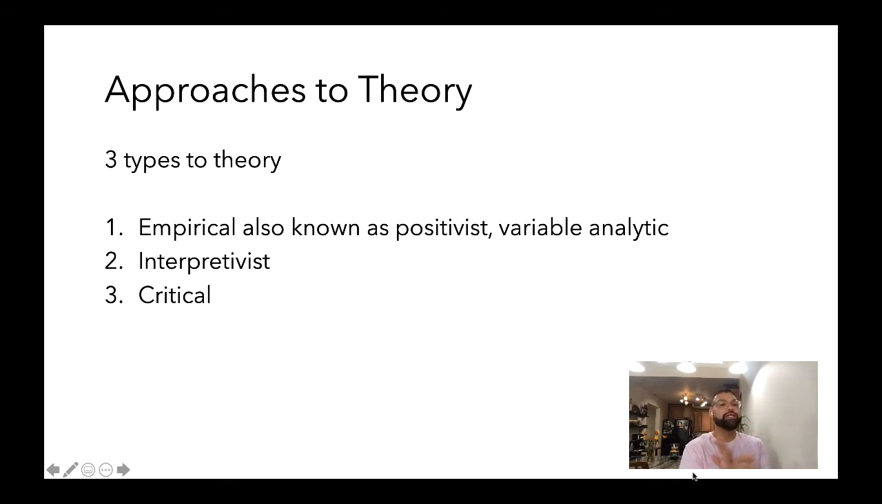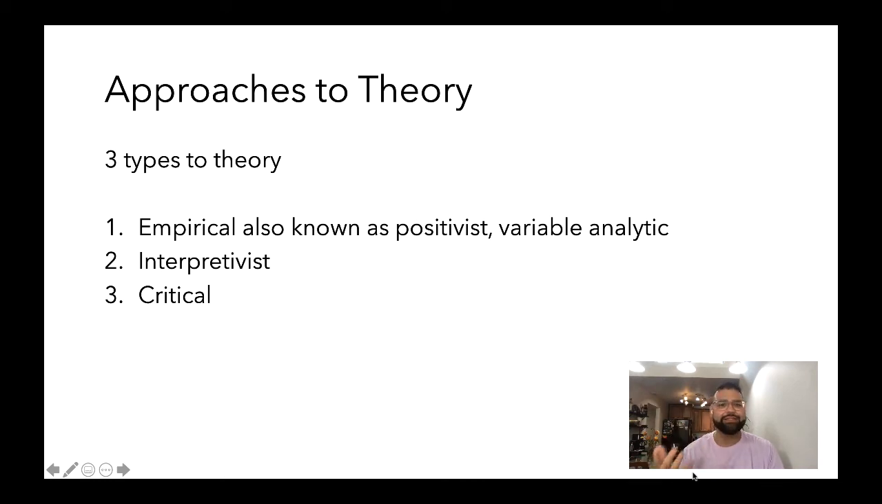Now, I'm not going to really talk much about these approaches to theory because we discussed that last week in the module. But again, there are different approaches. There are three. The only two I really want you to focus on are empirical and interpretivist. Empirical is also known as positivist, variable analytic, and interpretivist is the opposite of empirical approaches to theory. And then critical takes on a more abstract approach. What I would describe critical as is a commentary around the way that society operates. Not so much testing things, but really commenting on the understandings of social life.